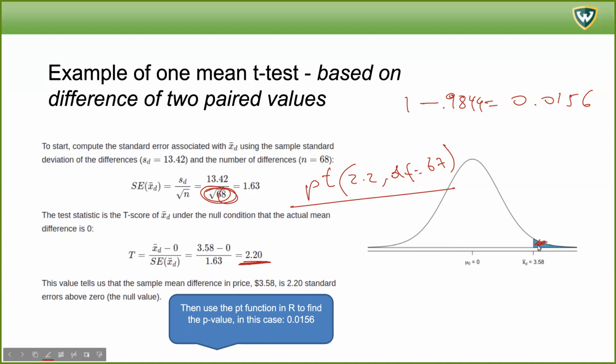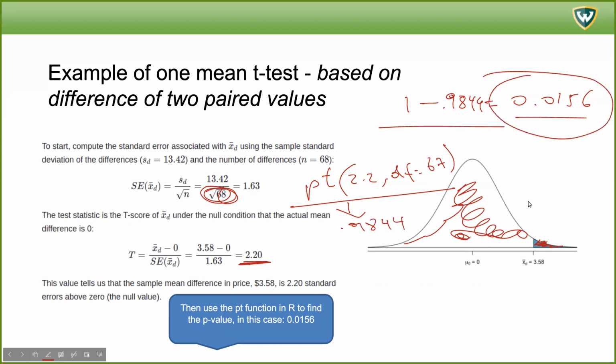So we want to know this area under the curve here. If we just print out whatever pt gives, we get this area under the curve here. But we want to know how likely it is to get this extreme a value or more extreme, and the chance is 0.0156. Here it would have been 0.9844, so we subtract from 1 and get 0.0156. So the area under the curve here is 1.56%, a 1.56% chance. Is that statistically significant?